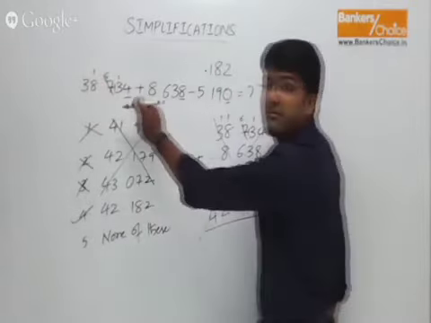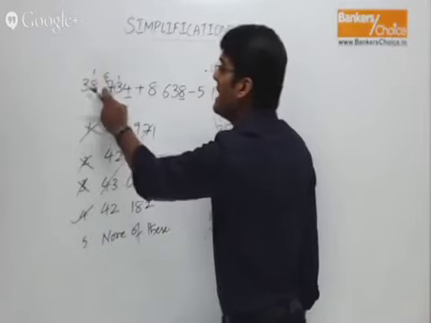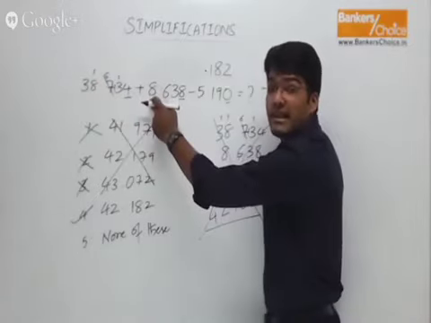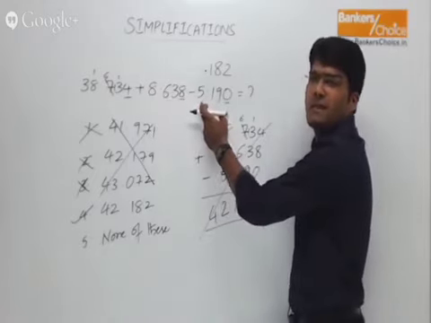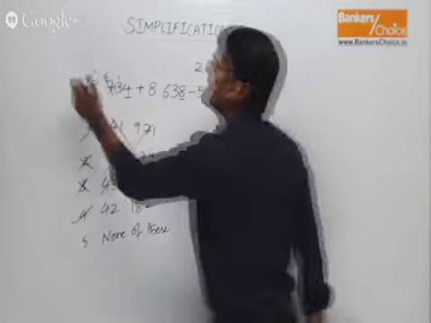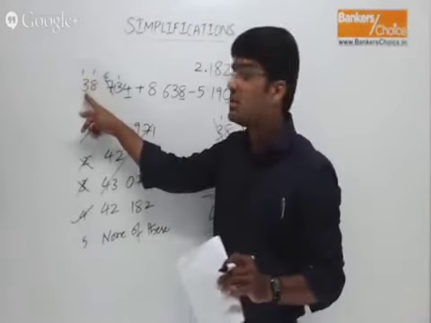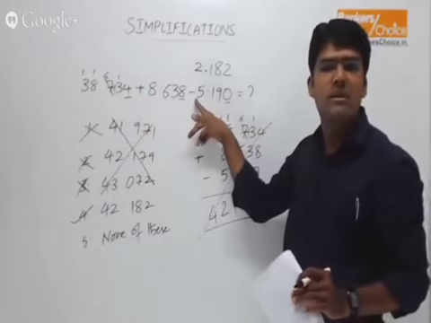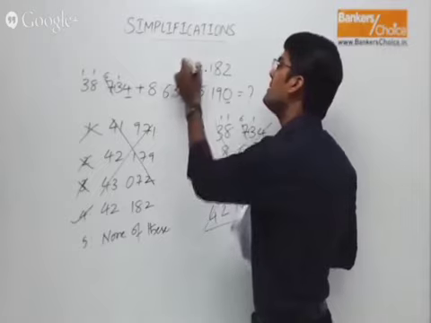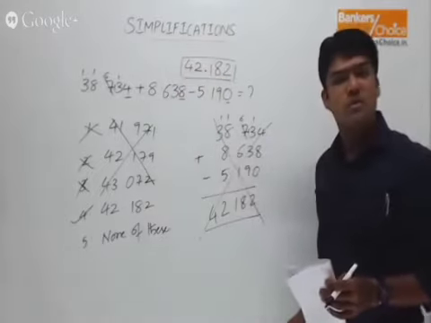9 plus 8. We are now moving on to the units place. So 1 plus 8 is 9. 9 plus 8 is 17. 17 minus 5 is how much? 12. 2. And 1 gets carried forward. And then look at the tens place. 1 plus 3, 4. Here we don't have a tens place, so 4. Here again we don't have anything to be subtracted. So your answer here is 4. So the correct answer here is 42.182, which is the fourth option.